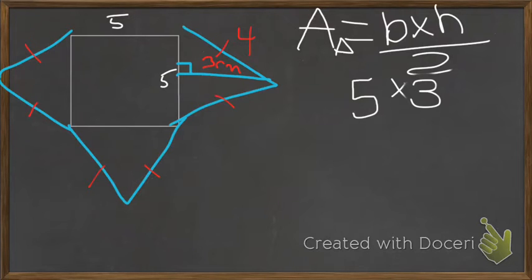So your formula's area equals base times height divided by 2. You have the base and the height. What do you need to do? Divide by 2. So, wait, I'll just divide 15 by 2? Yeah, you can do that. Okay.